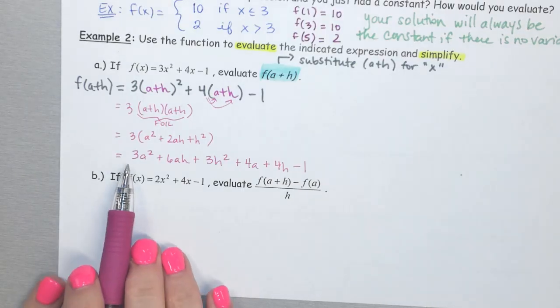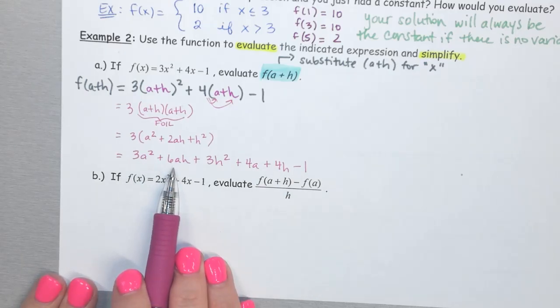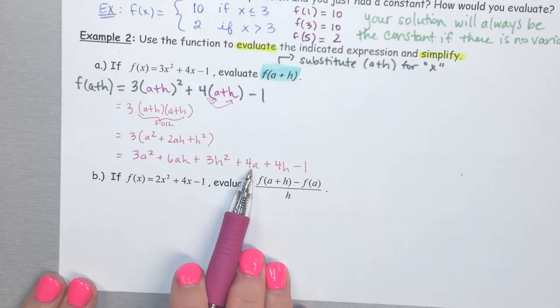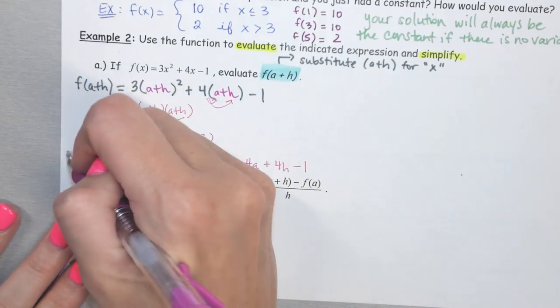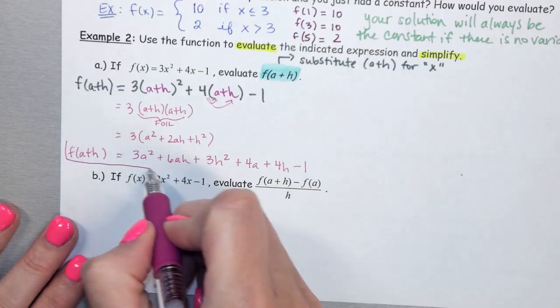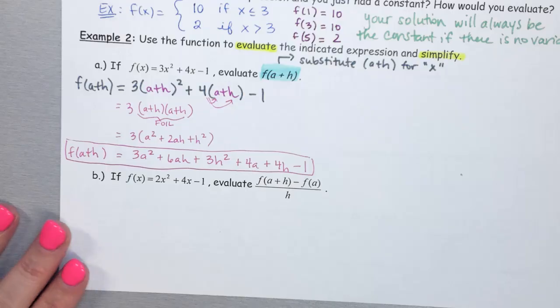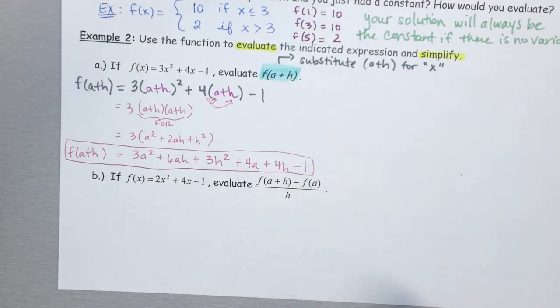All right, and then I'm going to look for like terms. This is a squared. Don't have anything that matches that. h squared, and a number. So you can't combine any like terms in this particular case. So we're going to leave it. If you do have like terms, then you will simplify.